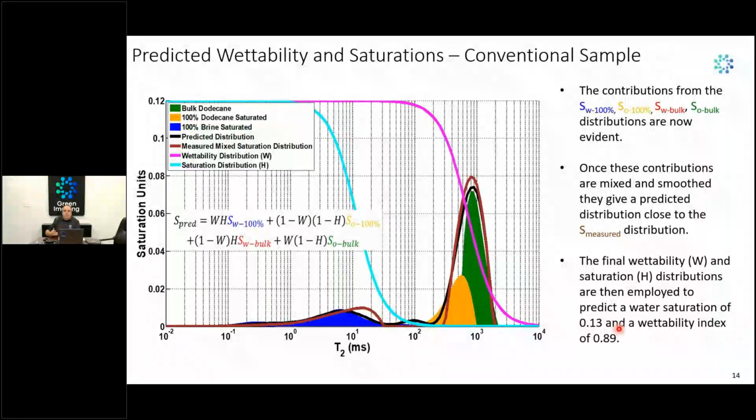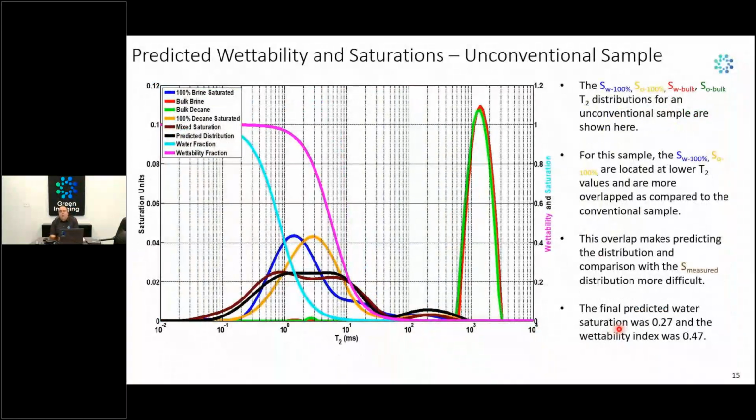But this was for a conventional sample. What about an unconventional sample? That's what we're here to talk about. So here's some more corresponding data, but now we're talking about an unconventional sample. And the first thing to note here is the T2 distributions are much more overlapped than they were for the conventional sample. For example, the 100% brine saturated blue and the 100%, in this case, decane saturated T2 distribution were overlapped much more closely. And when you have more overlap, that makes getting a good fit more difficult.